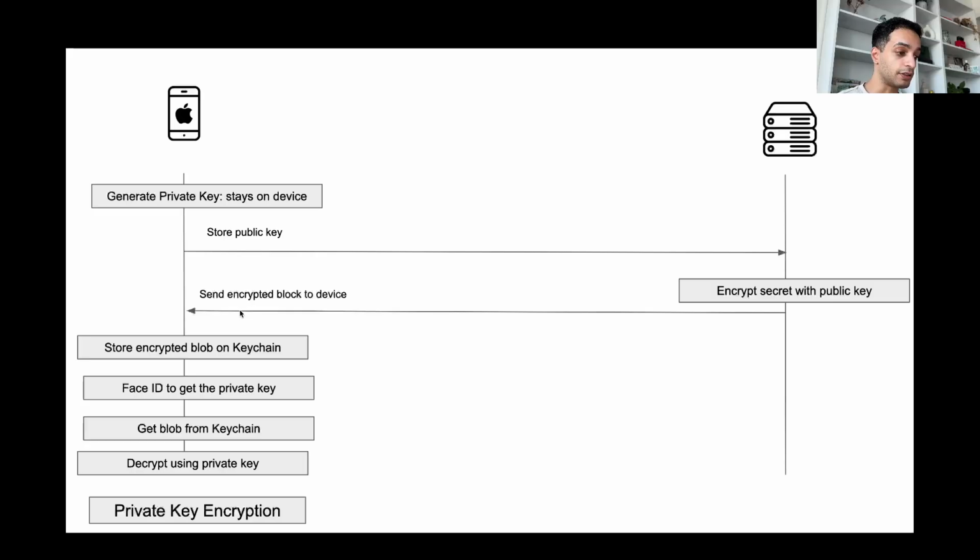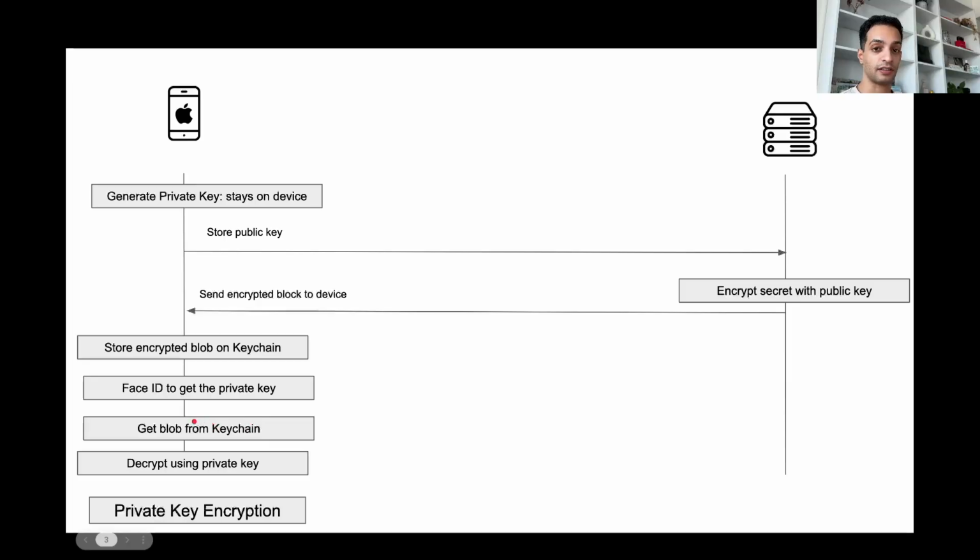And when it sends it over to your app, your app is going to store that card number as an encrypted blob in Keychain. And Keychain is locked behind Face ID. You can't access Keychain without biometrics. And things in the Keychain are already encrypted at rest, so this is double encryption we're talking about here.